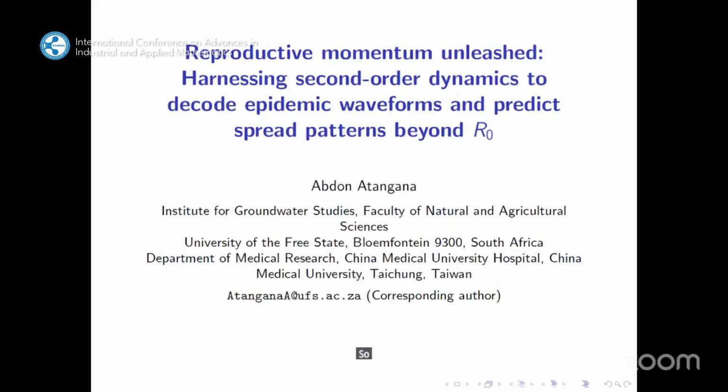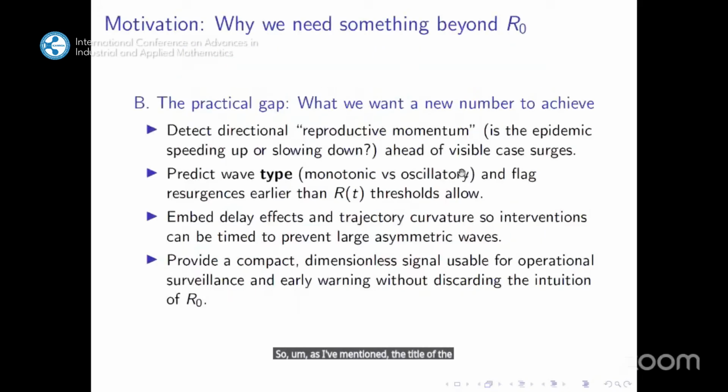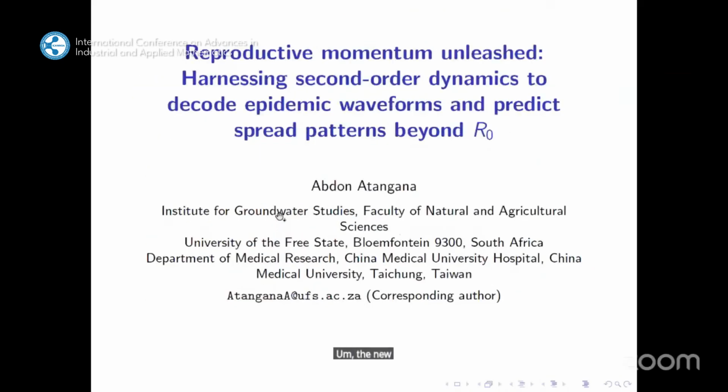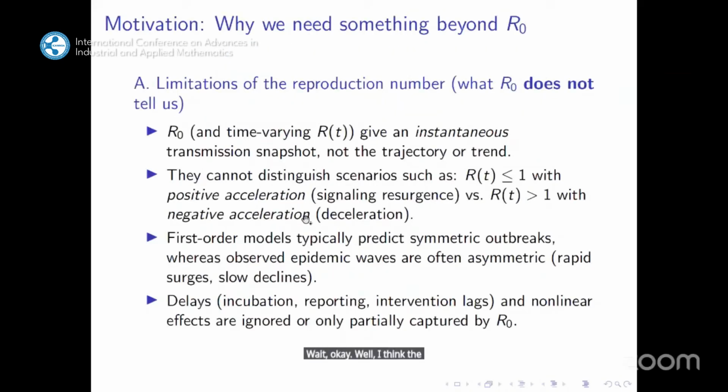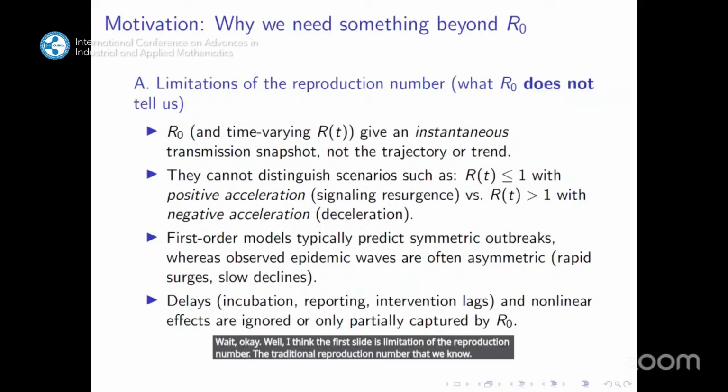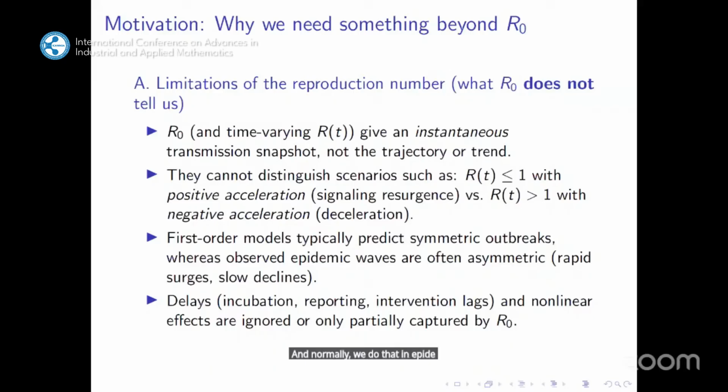So, as I've mentioned, the title of the presentation, and in the next slides we discuss the practical gap, what we want a new number to achieve. So the new number, okay. Well, I think the first slide is the limitation of the reproduction number, the traditional reproduction number that we know. And normally we do that in epidemiology. That's what we do, the R0.